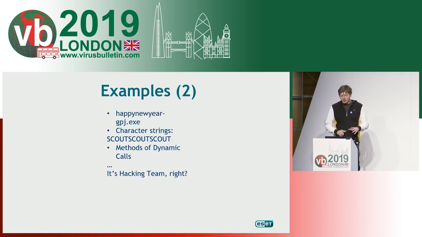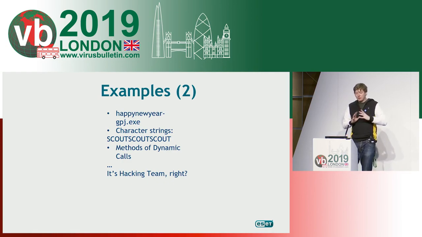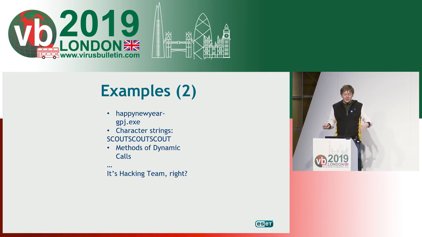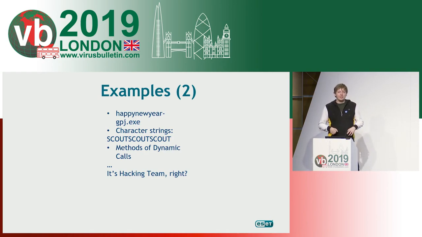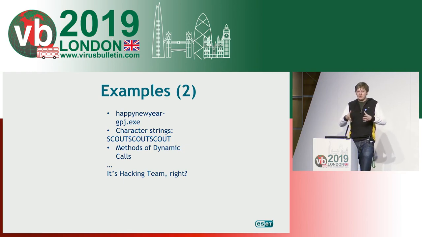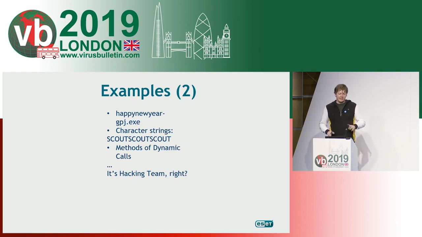Another example: I encountered a strange binary, happynewyear.exe. It contained character strings like scout, scout, scout. It contains very familiar methods of dynamic calls. And actually, it was obvious to me, wow, this is a Hacking Team binary. And it was not flagged by our detection engineers as Hacking Team. So I told them, hey, guys, you did a poor job. This is Hacking Team, right? So please reclassify the detection.